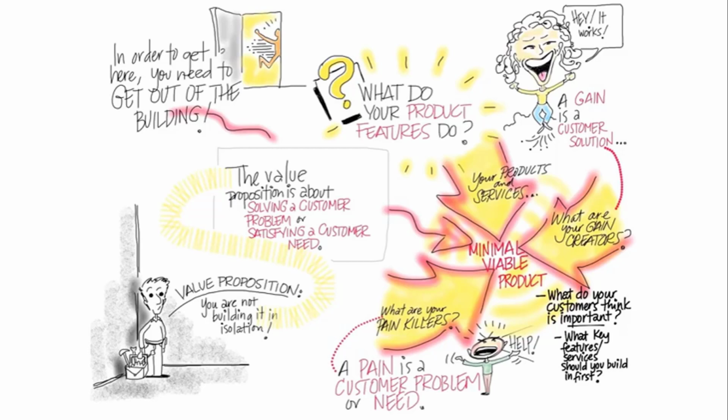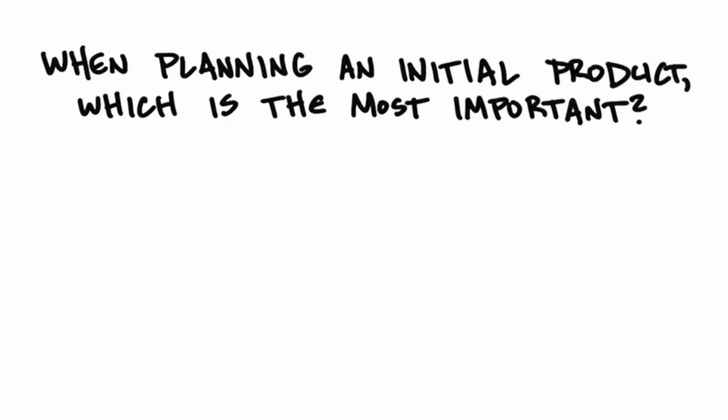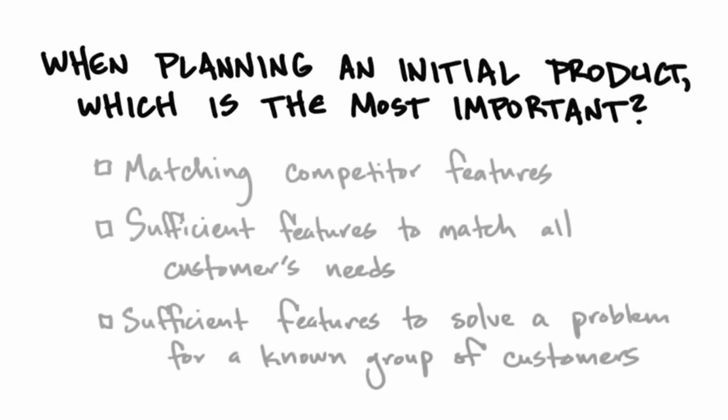And so the goal of getting out of the building for value proposition is understanding gains and pains, so you can figure out the MVP, or minimum viable product. When planning an initial product, which is the most important? Choose from the list below.